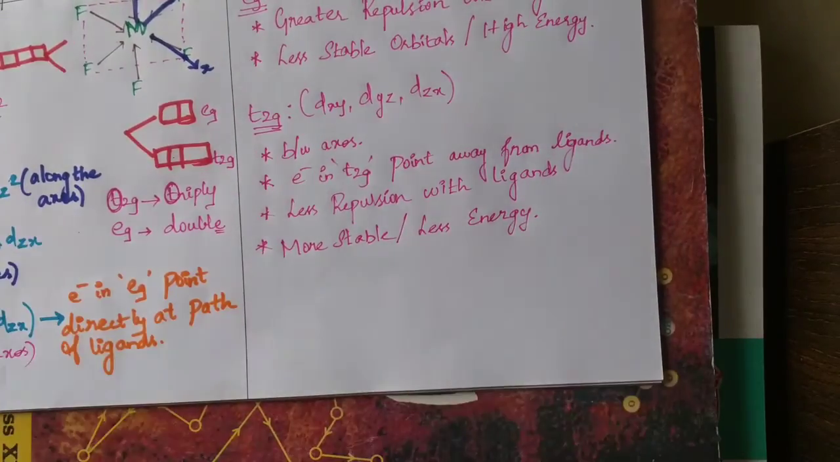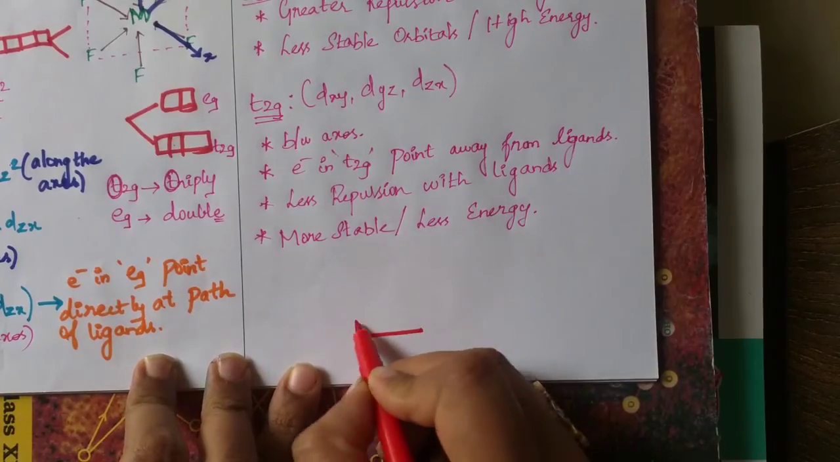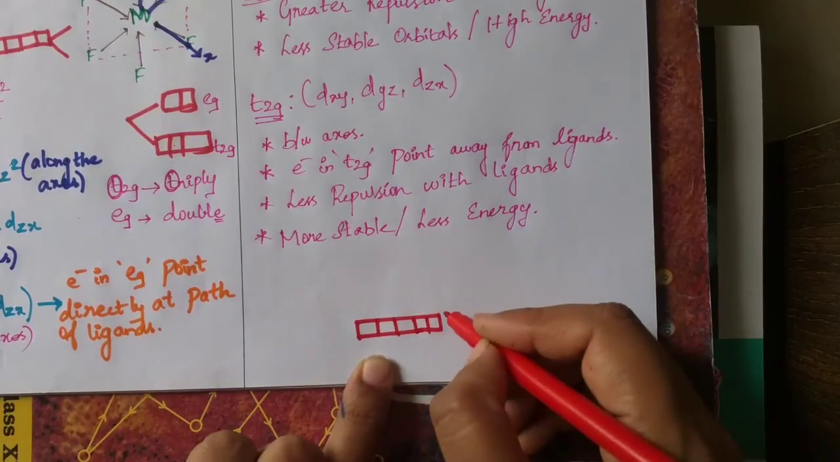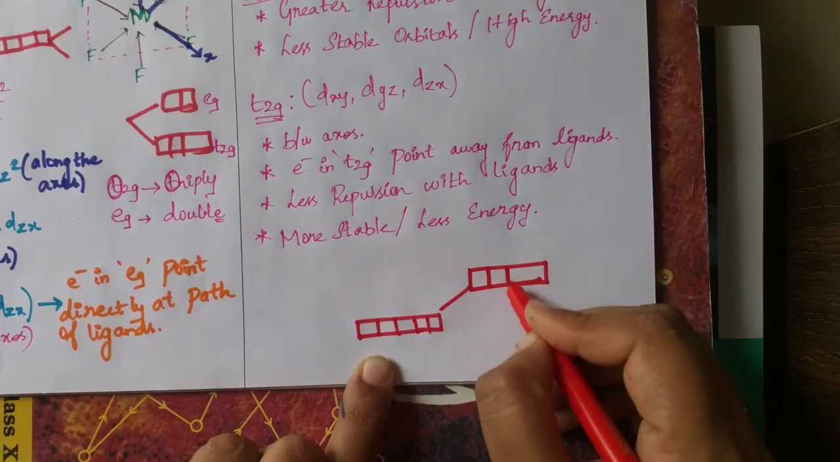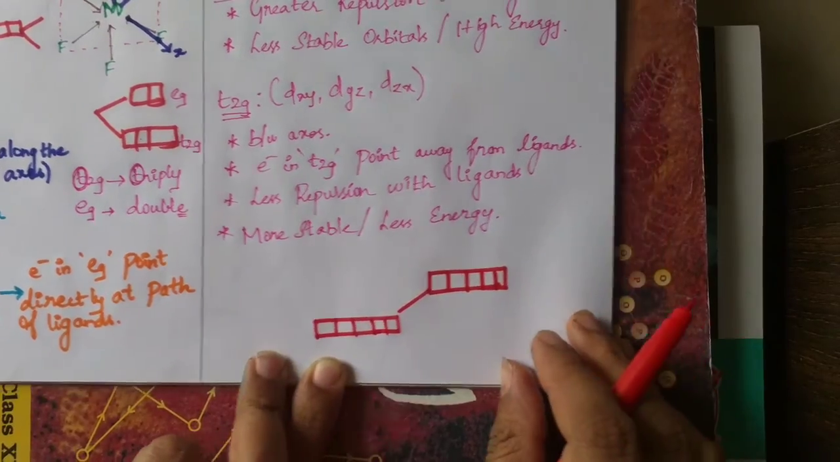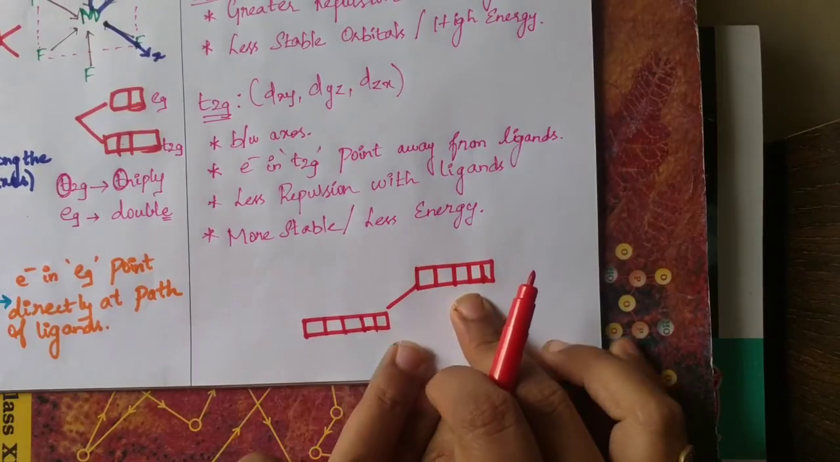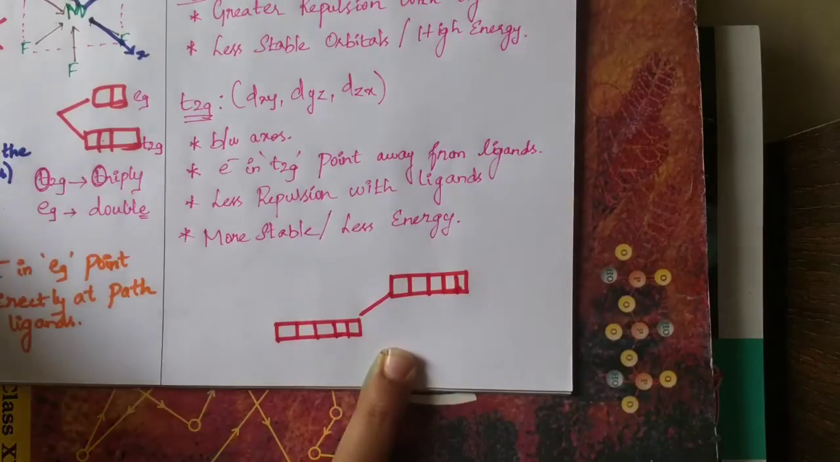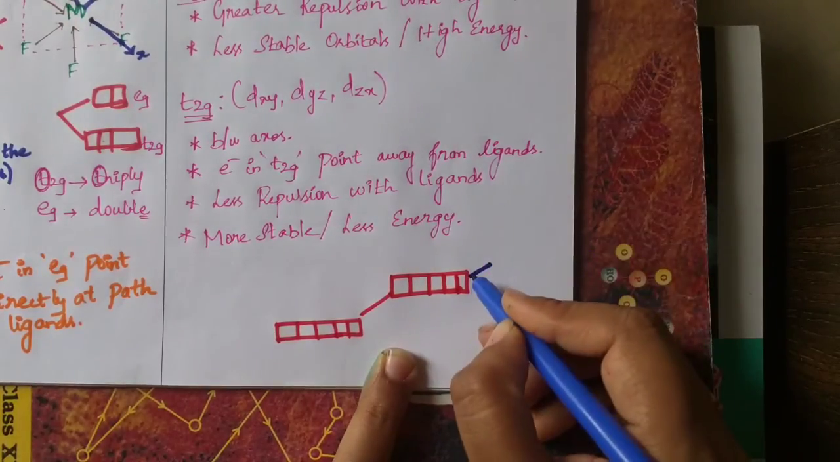See now, this is the degenerate level. When ligands approach, it is lifted. So now this is the non-degenerate level. Here it splits into two. Okay, students?